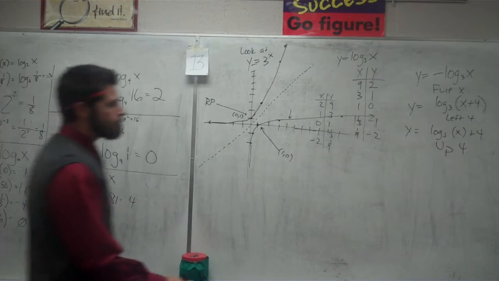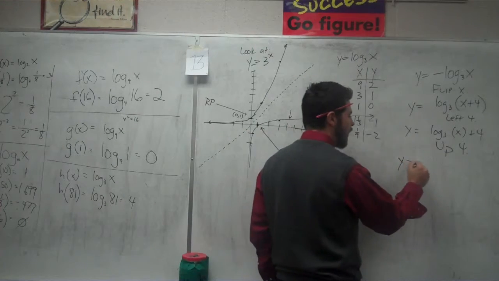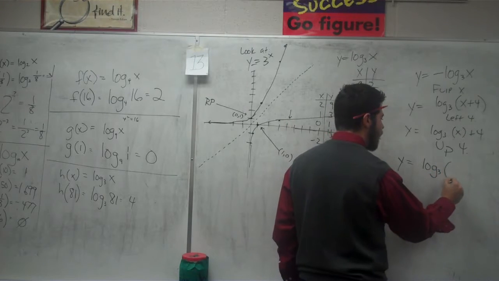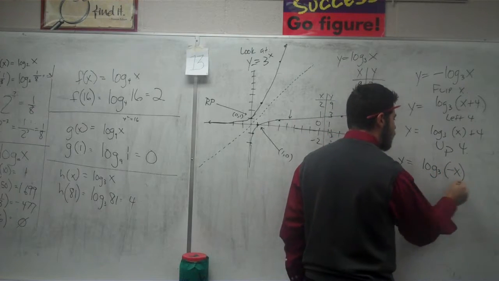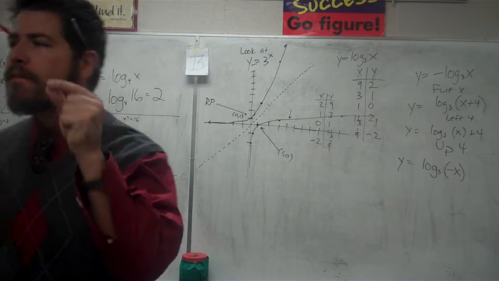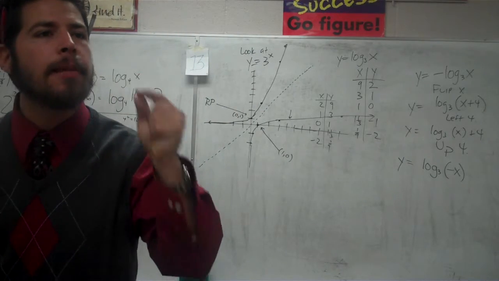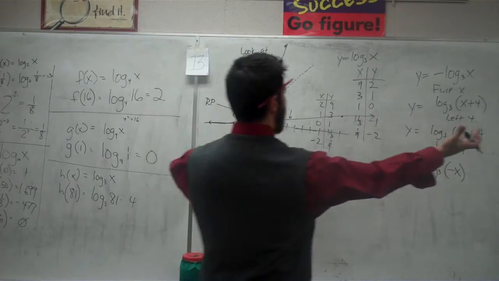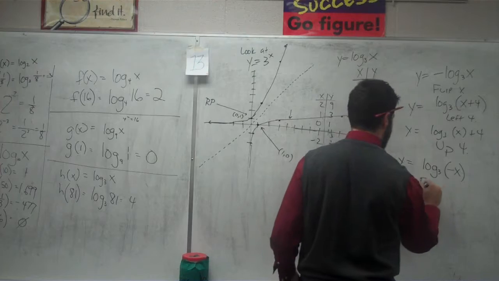And finally, my last one here is log base 3 of negative x. The negative is on the inside of the function. It is inside the parentheses. What? Flip over the y. Flip over the y-axis is a horizontal flip. Okay, so we can just say flip y.